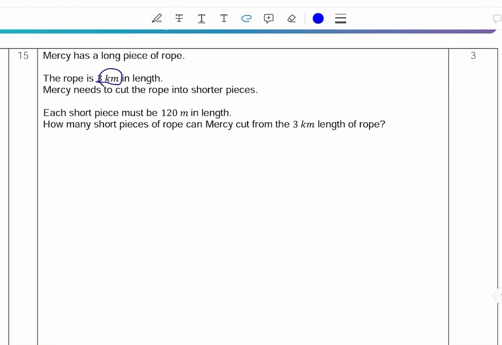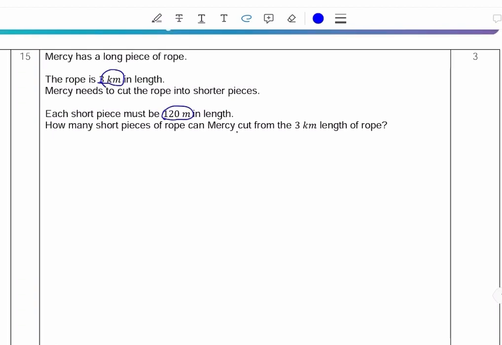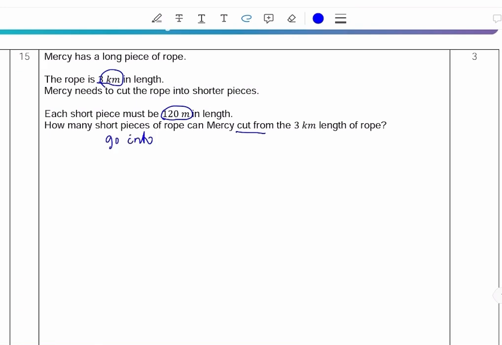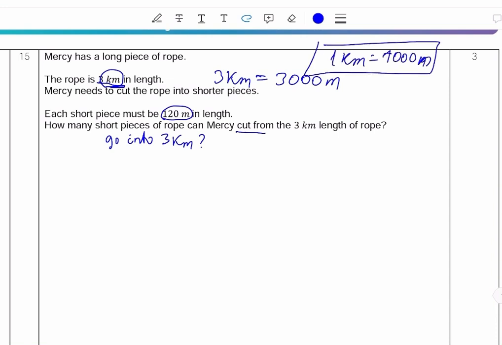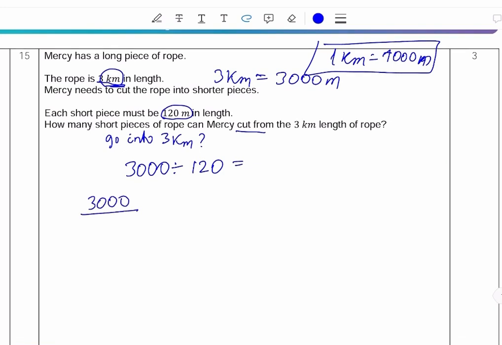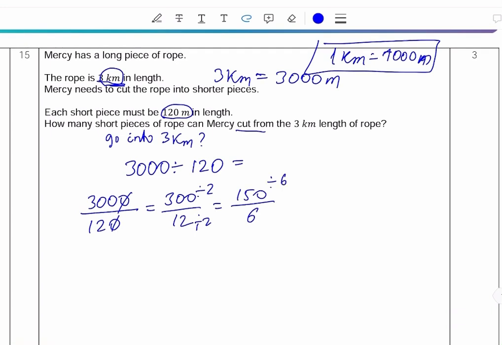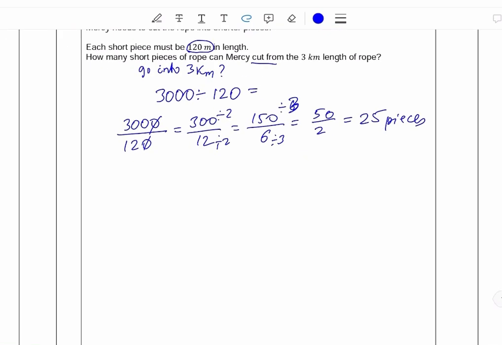Okay, question 15. How many ropes go into...? That's about division. Also, please note there are different units here, so let's change them both into meters. So 1 kilometer is 1,000, 3 kilometers 3,000, divide by 120. We can simplify this division like I'm doing, just simplify each number and get a nice small number to divide. Divide by 3 each number, 50 over 2, 50 divided by 2, 25 pieces of rope.